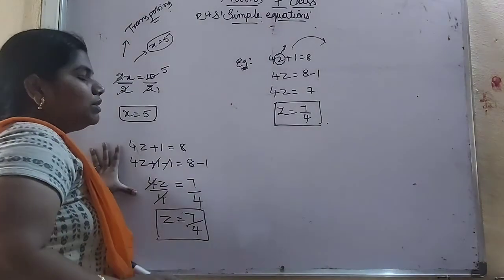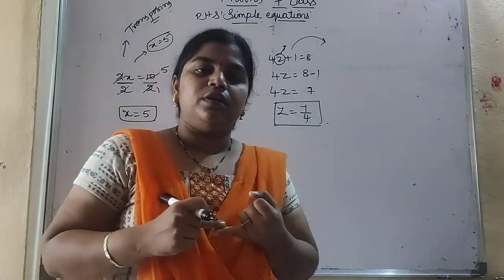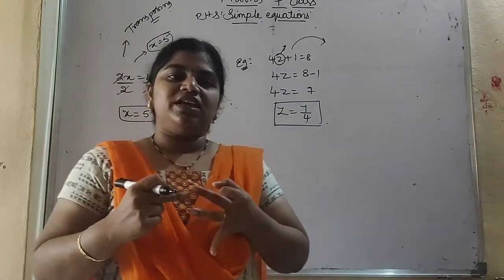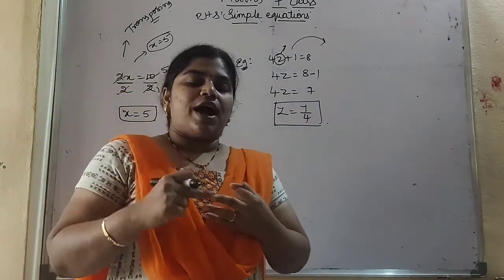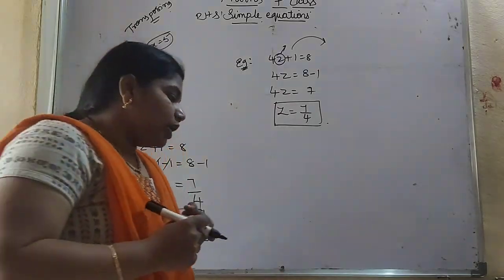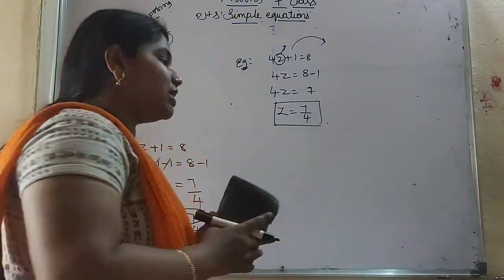Okay, so how many methods have we learned? One is the trial and error method, second one is transposing, and the other is without transposing also we can find the unknown value. Okay, so on this we are starting our exercise 1 now.